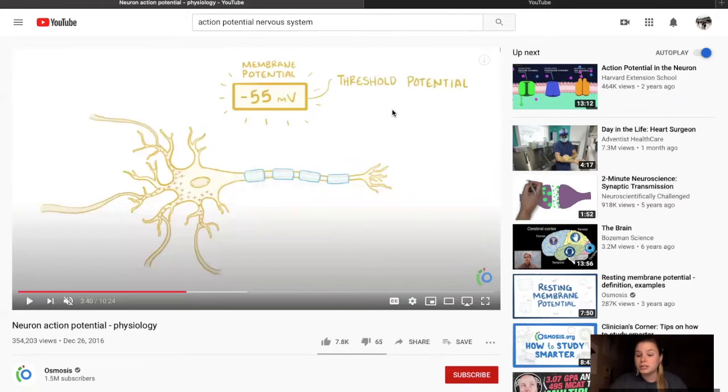Our threshold potential, right? Remember in muscle fibers, our threshold potential was if we reach this, we will have an action potential generation. It's all or none principle. It's either happening or it's not happening. And if we reach that threshold, it's going to happen, right? We're firing, okay?